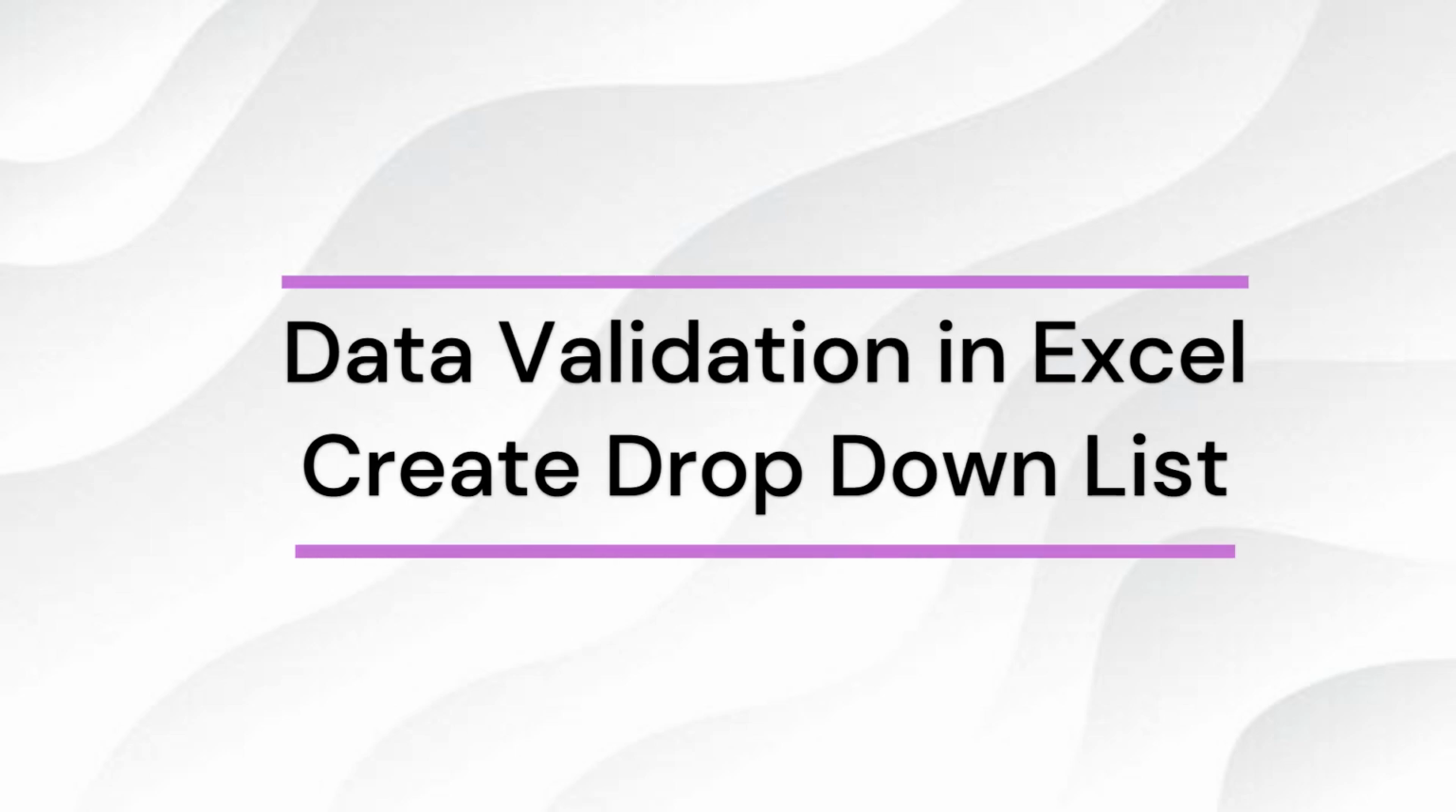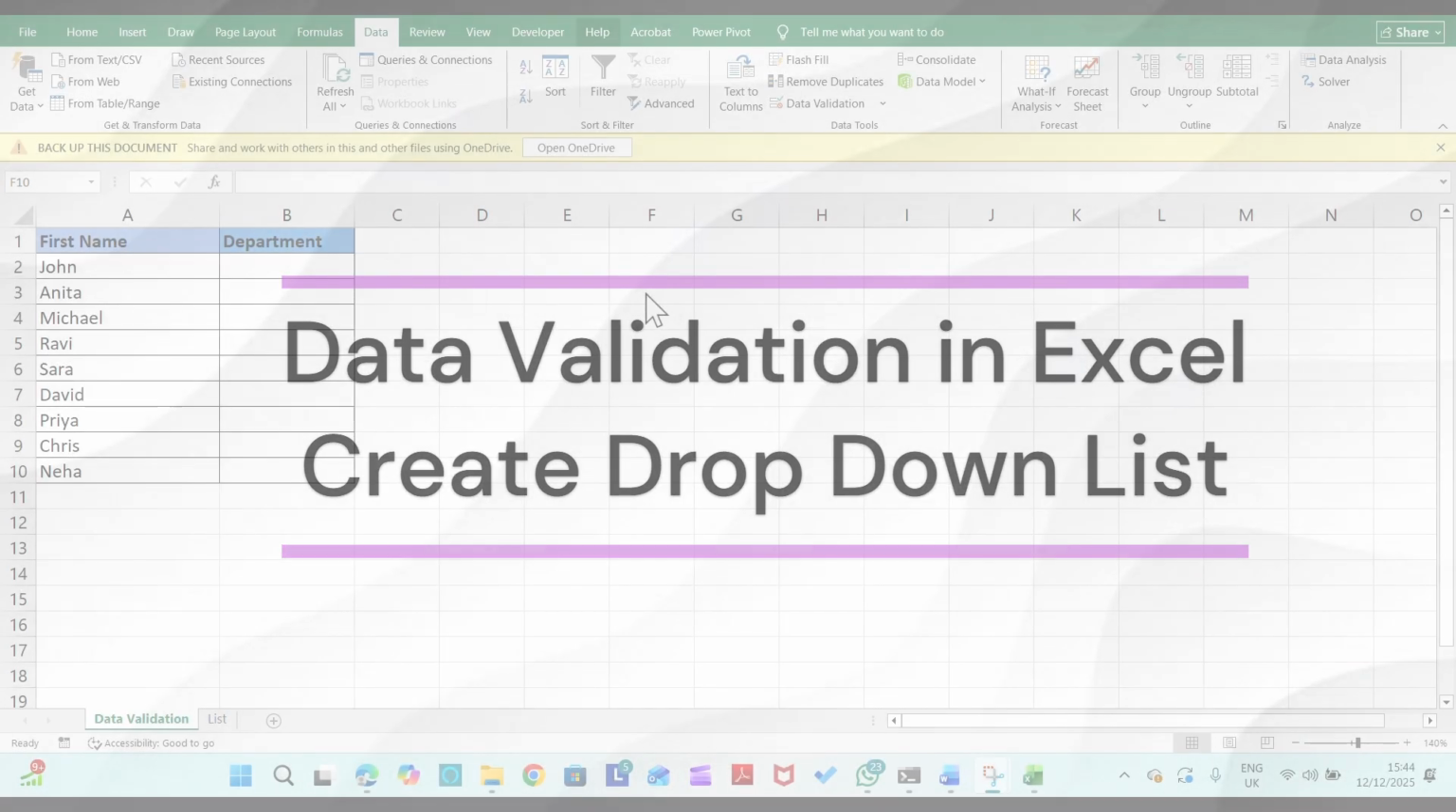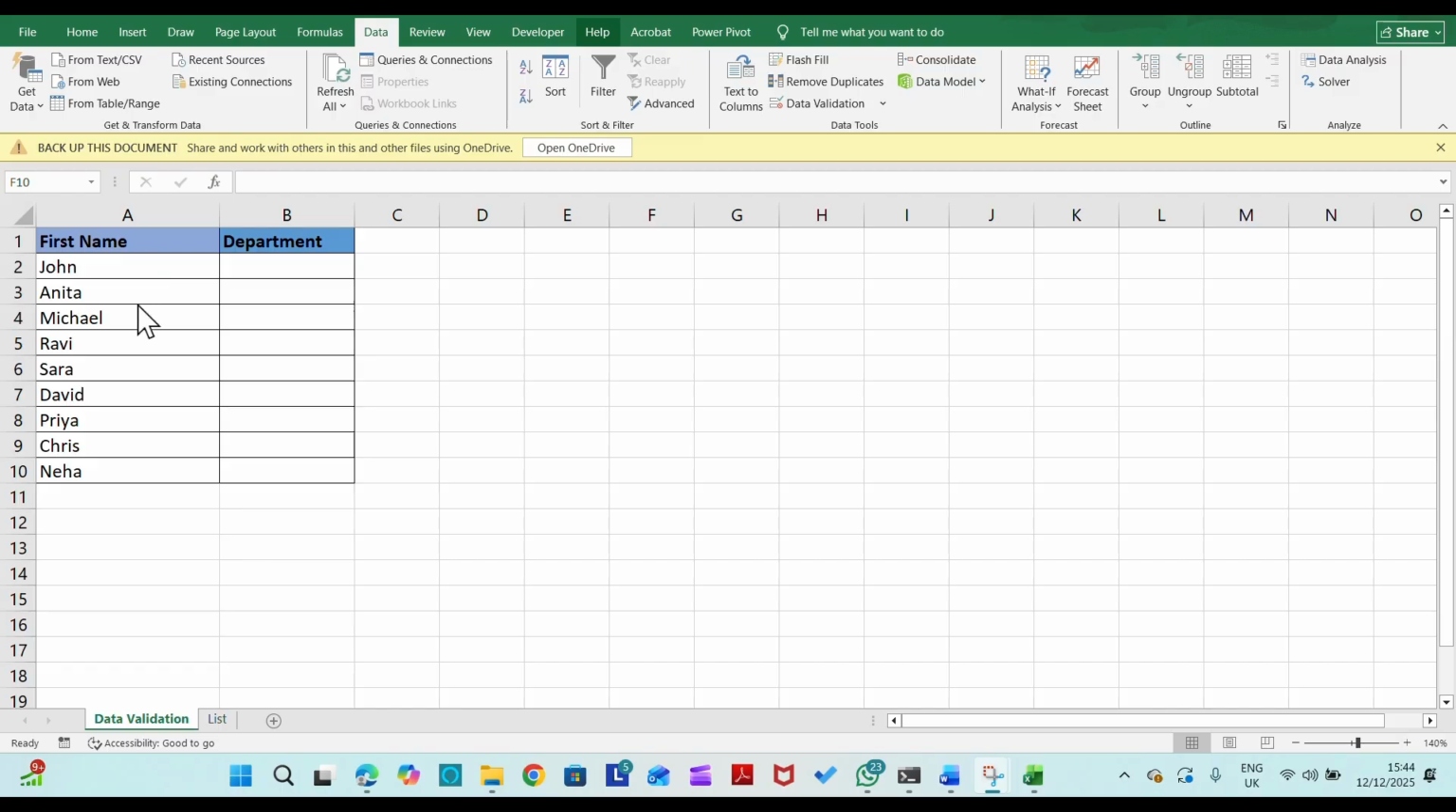In this data analytics series, we are going to see how to create a drop-down list using data validation in Excel. It helps in preventing typing errors and also ensures consistent data entry. For example, I have given the first names over here. We have to fill in what department these people are in. They may be in HR, sales, or marketing. For this, we don't need to write HR, sales, and so on every time. Instead, we can create a drop-down list.